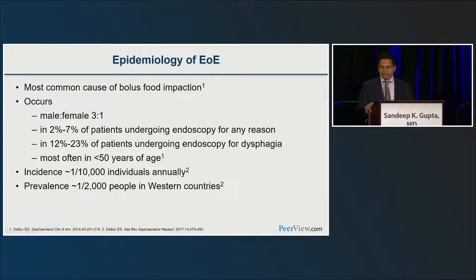More often seen under the age of 50 years, but can be at any age. The incidence that we generally use as a rule of thumb is 1 in 10,000 new cases a year, and prevalence is 1 in 2,000. Some people say 1 in 1,000. So 1 in 1,000 to 2,000 people have EoE at any one time in the community.